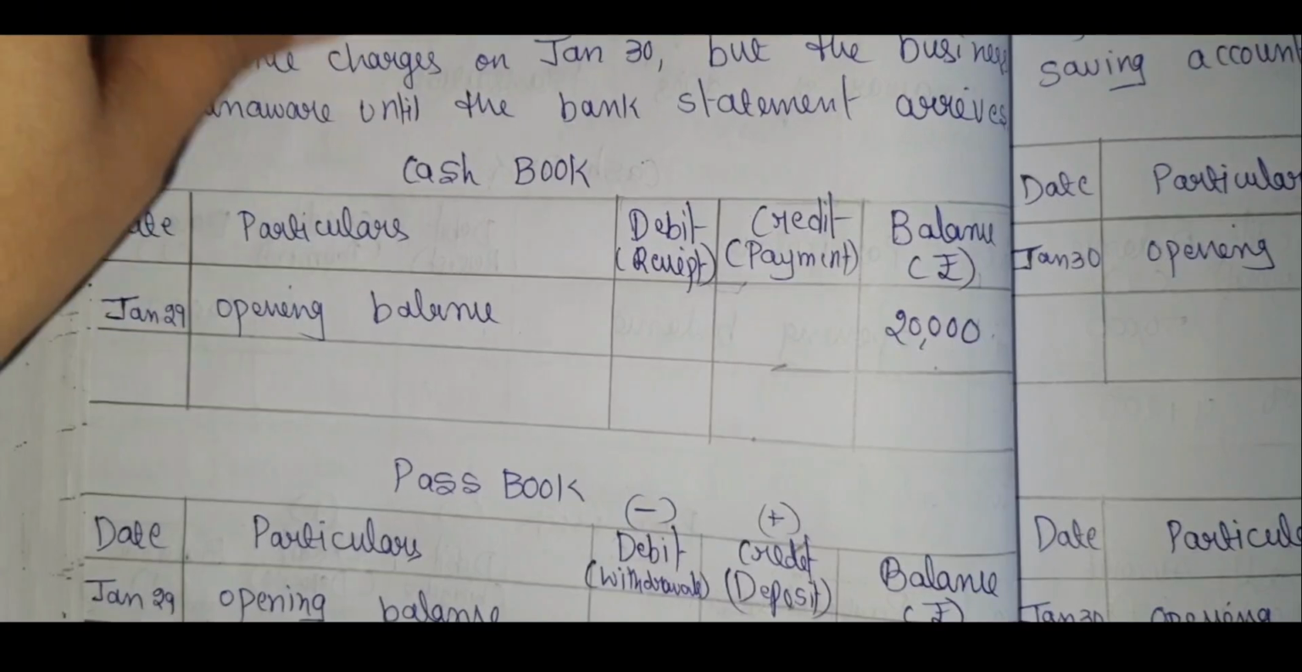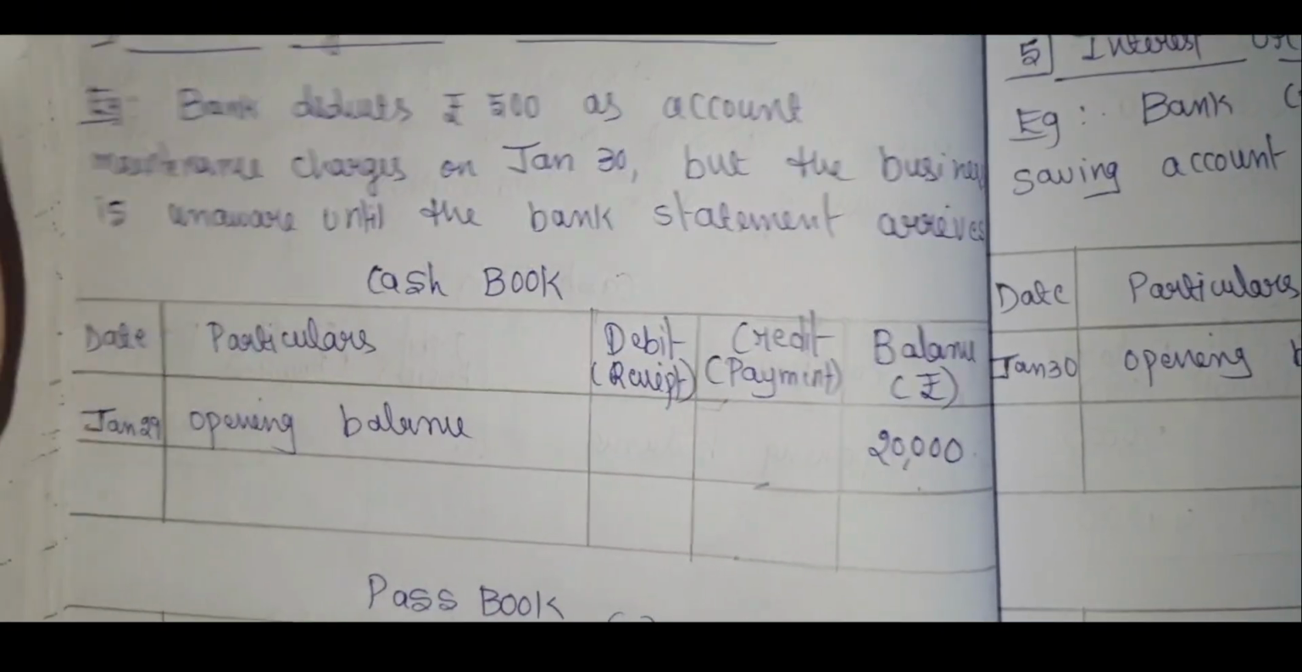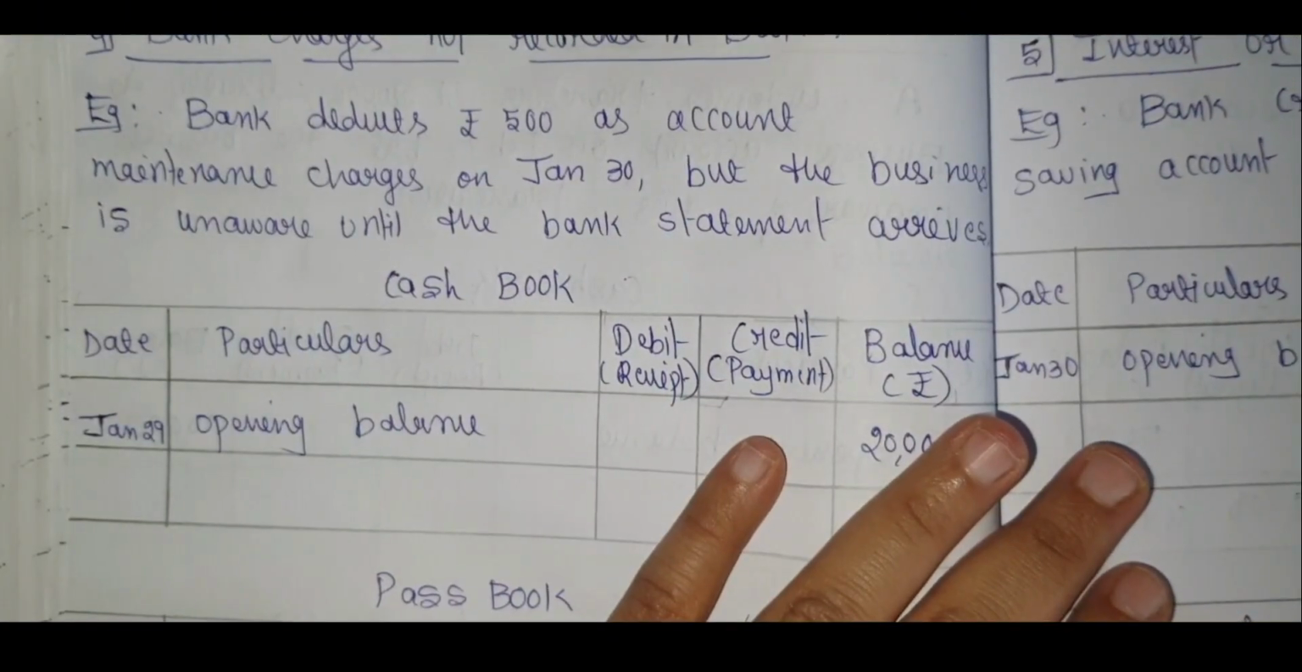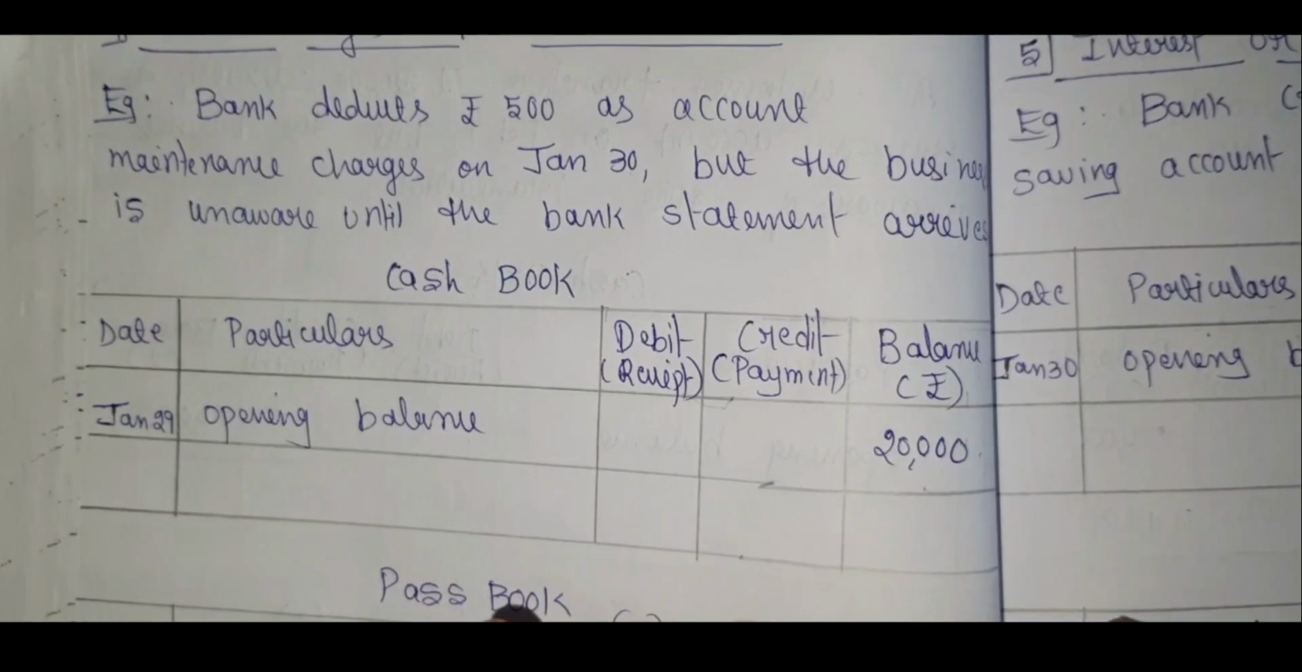Okay, this is about the main reasons for differences in the cash book and passbook. So this concept is very important.